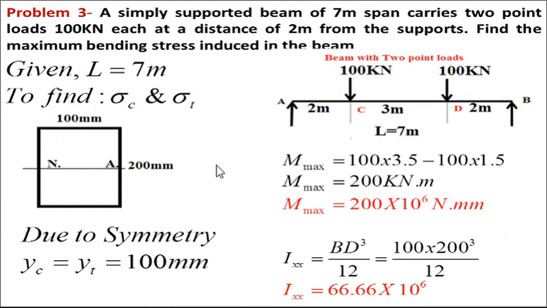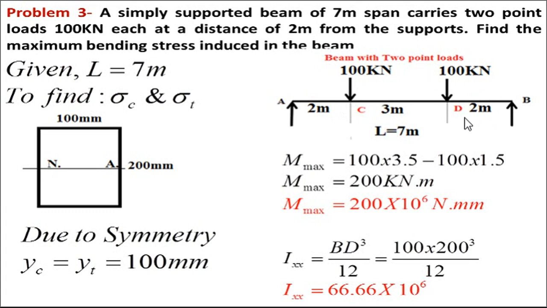Okay. Now this is the third problem. Here you can see a simply supported beam of 7 meter span carries two point loads of 100 kilonewton each at a distance of 2 meter from the supports. Simply supported beam is given, 7 meter span, and there are two point loads of 100 kilonewton at a distance of 2 meter from the supports.